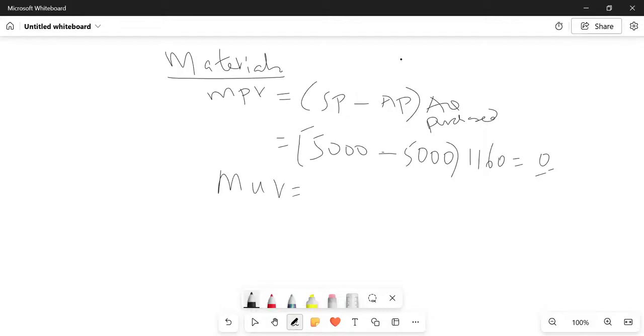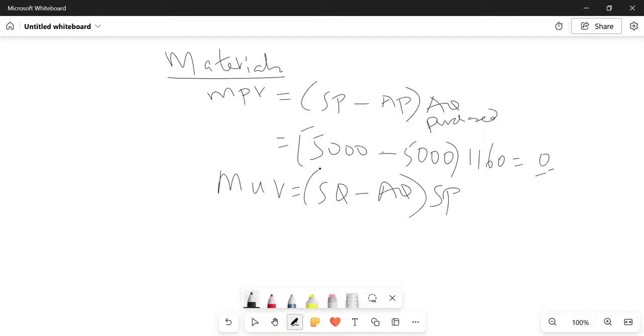So material usage variance, do you know the formula? It is (SQ minus AQ) multiplied by SP. Please don't forget that SQ stands for standard quantity for actual production. The sister has been able to write a formula there. It will take standard quantity per unit times actual production.